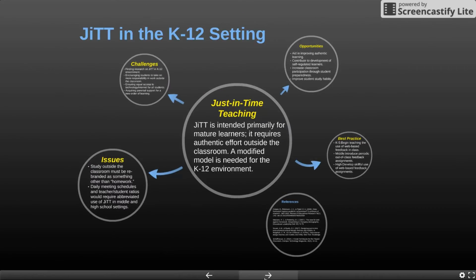There is a place for just-in-time teaching in the K-12 setting, but it must be modified in order to optimize its effectiveness.